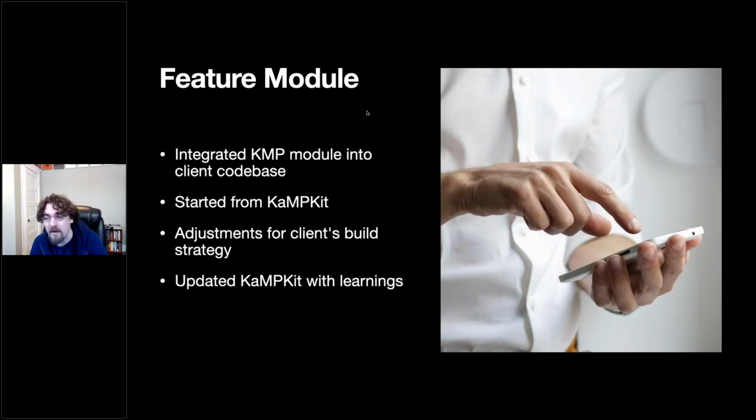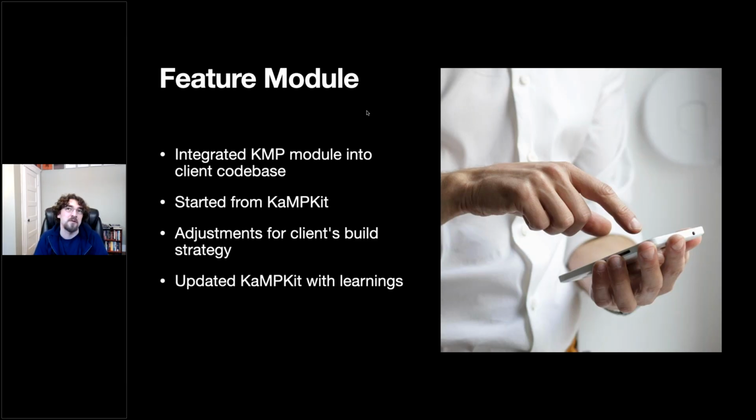And of course, we've also built some production code with this. We had a client that was having us prototype what a feature module looks like in their existing app, and we were able to use CampKit as the starting point for that configuration. We had to make some changes to plug it into the client's build system, and in particular, their iOS code lived in a different repository than their Android code.